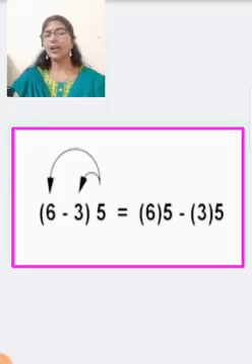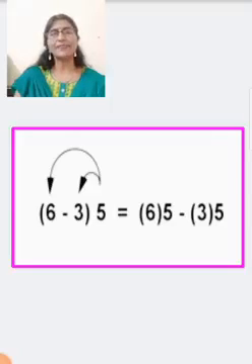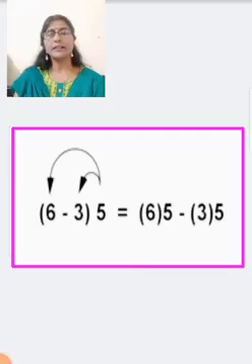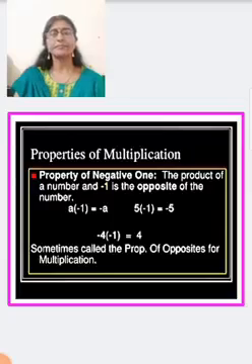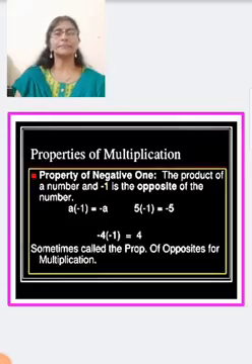Now when we'll solve the other side, the left hand side of this question here, 6 minus 3 is 3. 3 multiplied by 5 is 15. So LHS is equal to RHS. And this is called as distributive law of multiplication of integers. Now let us go to the next property here. The next property is property of negative 1.